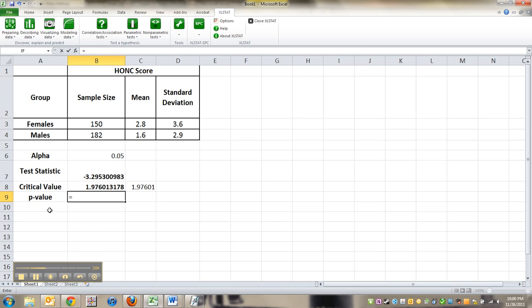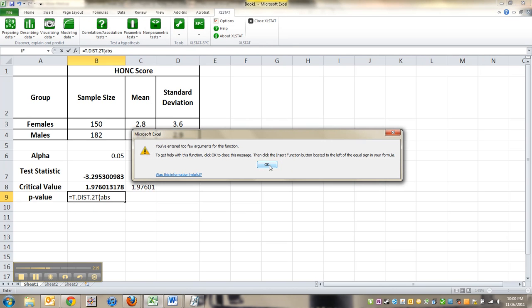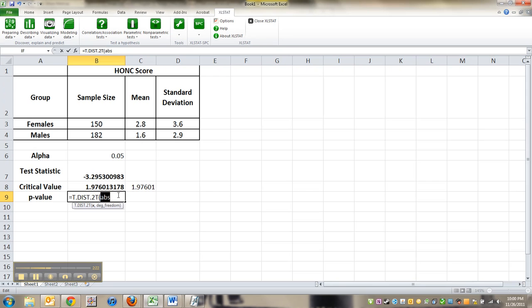So, all right, it's the T.DIST.2T function. It's this one, because you're doing a two-tailed thing. Now, this wants the positive value, if I remember correctly. So you have to do the absolute value of this test statistic, with parentheses. It wants the positive number. And you use the smaller of the two degrees of freedom, which for us was 150 take away 1. There we go. That's the p-value.